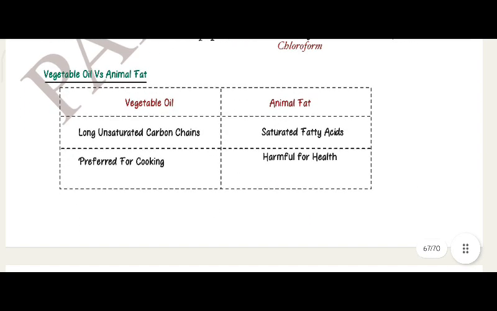Vegetable oil versus animal fat. Vegetable oil has long unsaturated carbon chains and is preferred for cooking. Animal fats have saturated fatty acids, which are harmful for health. Vegetable oils are unsaturated and animal fat is saturated.